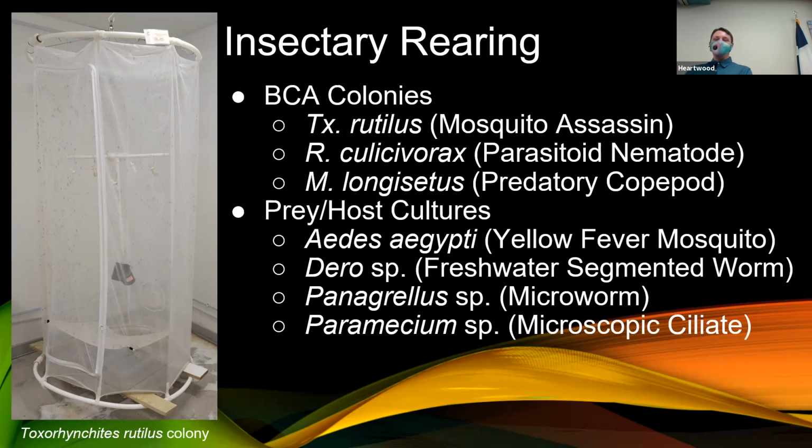Darrow worms are a freshwater segmented worm. They are quite small, about 2 centimeters or so when they're adults. We feed those to the larvae of the Tox mosquitoes. Then Panagrellus are microworms, which are used to feed the very small stages of mosquito development. And then Paramecium are used to feed the copepods, as well as a few other cultures that we have.